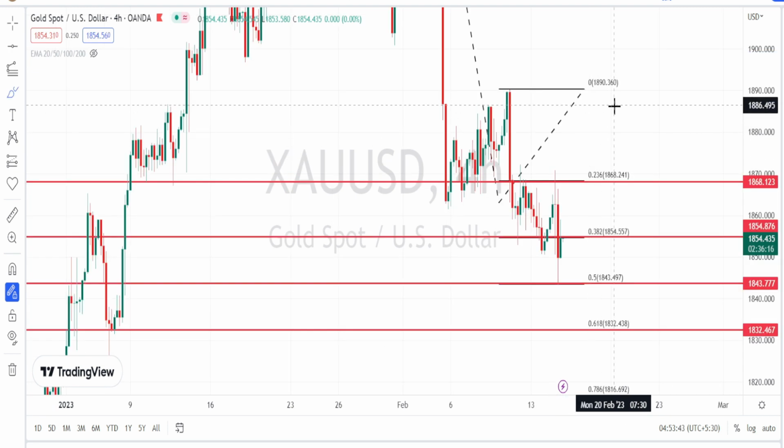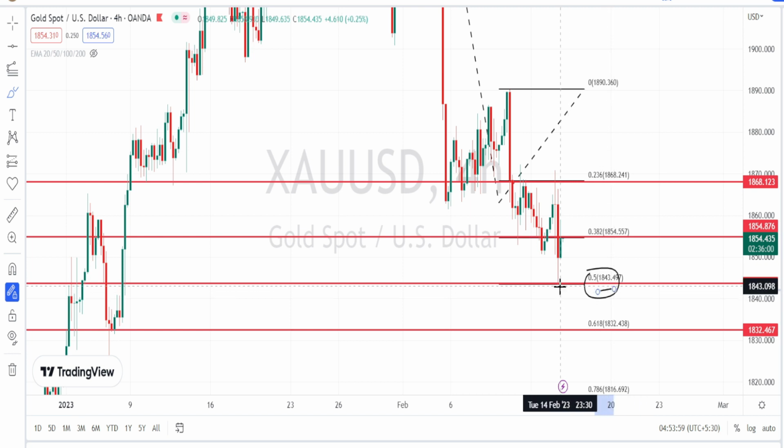So here I have used the Fibonacci extension tool, and when we look at the current price action, it has tested the 0.5 level of the Fibonacci extension tool, which was around 1843. Then we have noticed a bounce back on the bullish side retracement. Currently, it is trying to break the resistance level of 0.38 of the Fibonacci tool, or the 1854 level of the gold US dollar price level.